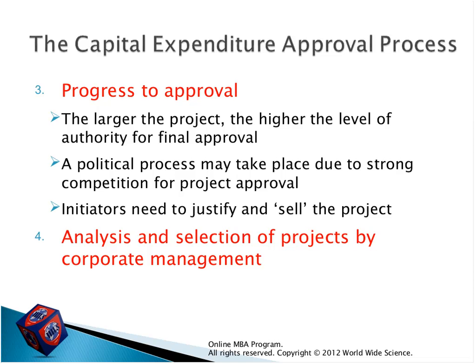So the next step is the process to approve. This is the most important step, when we are going to accept or reject our project, which could be a project or some proposal from managers. The first point says that the larger the project, the higher the level of authority for final approval it has. That's true. For a larger project, all the top managers have to be considered in the approval process, right?